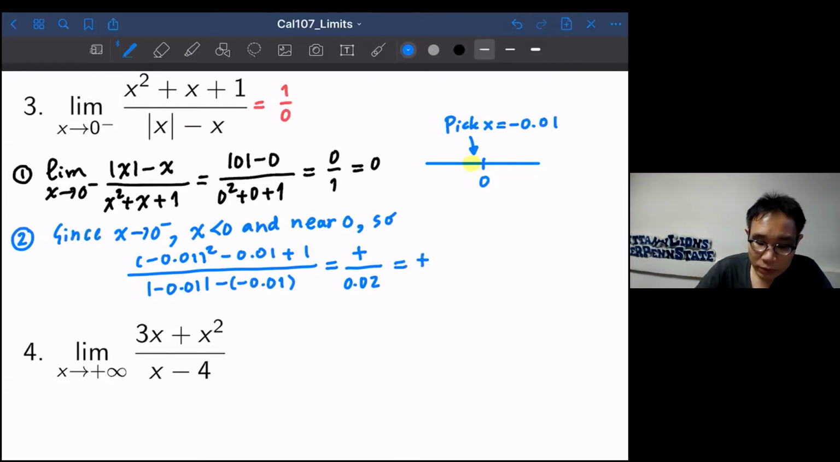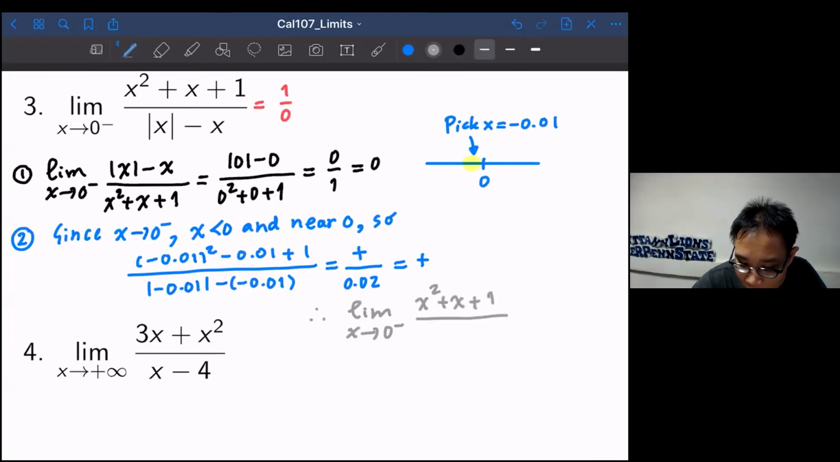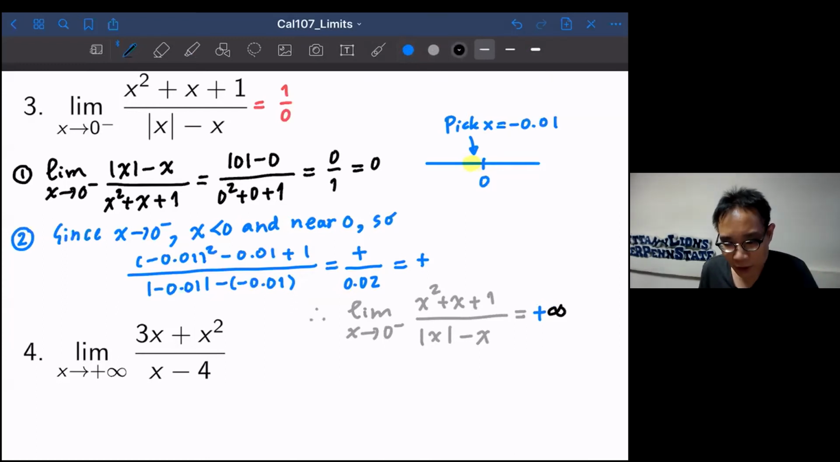Okay, so we're going to conclude that the limit as x goes to 0 from the left of x squared plus x plus 1 over absolute value of x minus x turns out to be positive. You see the color here, and you have infinity. So the black one gives you the symbol infinity, and the second step gives you the sign. Okay, so it's positive infinity.